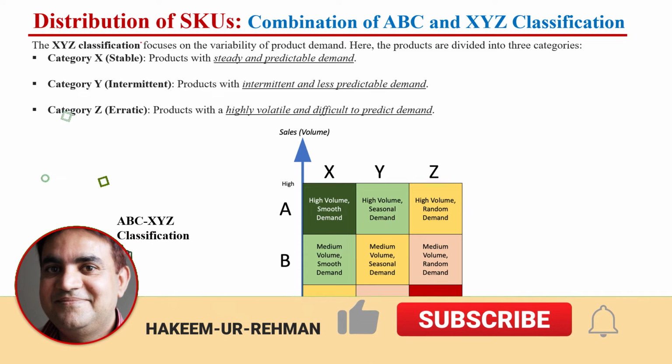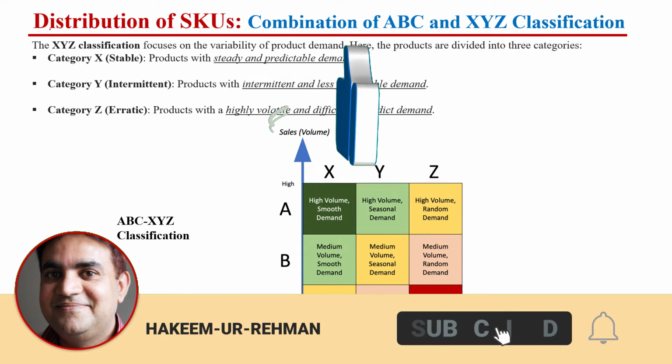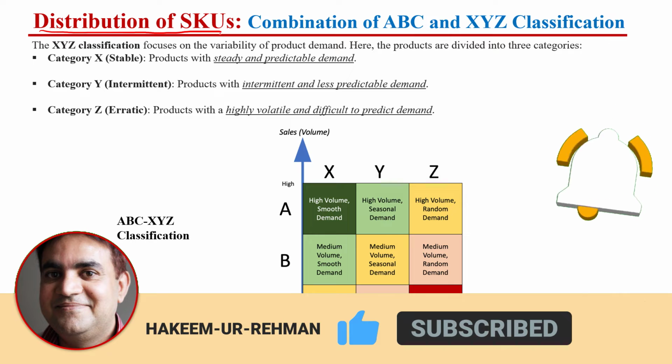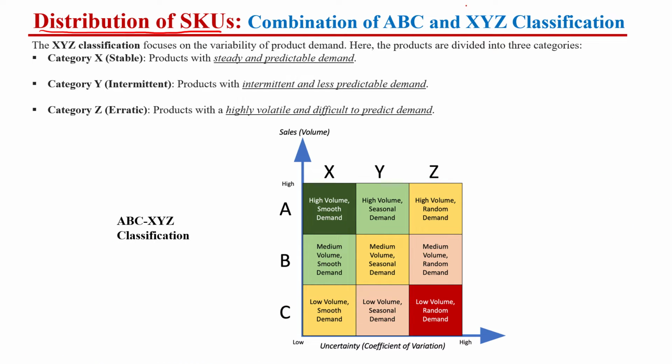Welcome. In this video lecture, I'm going to talk about the distribution of SKUs, which is the stock keeping units, using XYZ classification. Then we will combine this XYZ classification with the ABC classification in order to further classify the SKUs. As we know from the previous lecture, ABC classification is basically used when we would like to distribute the SKUs with respect to their dollar value.